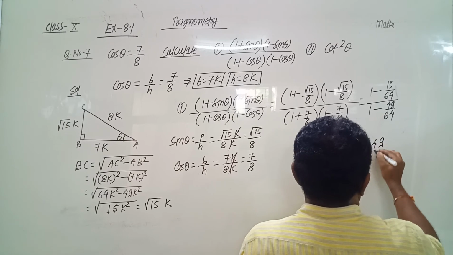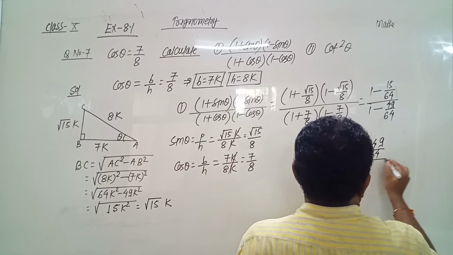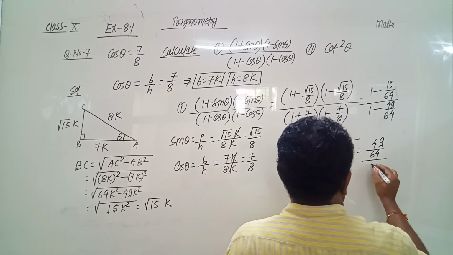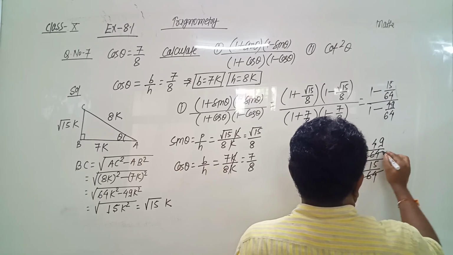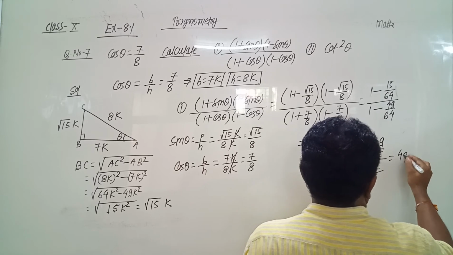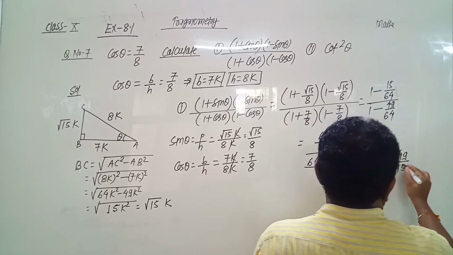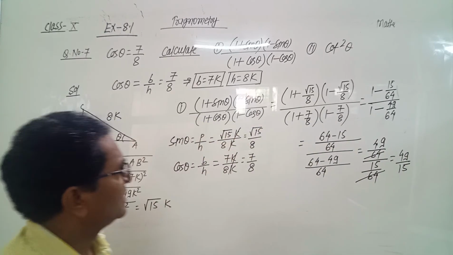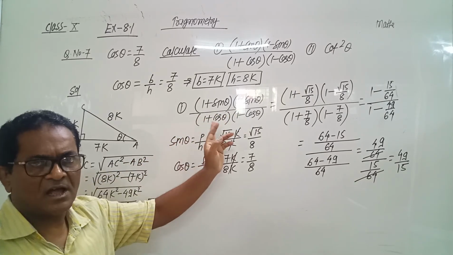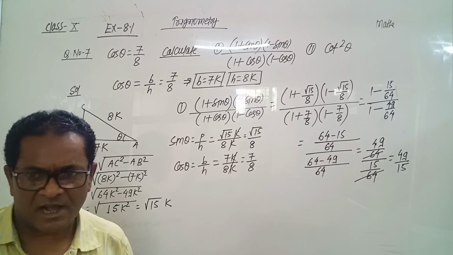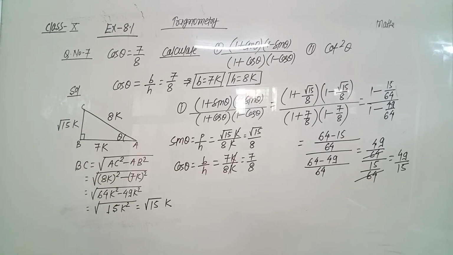This is 49 by 64, and 64 minus 49 is 15 by 64. 64 and 64 get cancelled, and the result we get is 49 by 15. So the value of (1 plus sin theta)(1 minus sin theta) upon (1 plus cos theta)(1 minus cos theta) is 49 by 15.